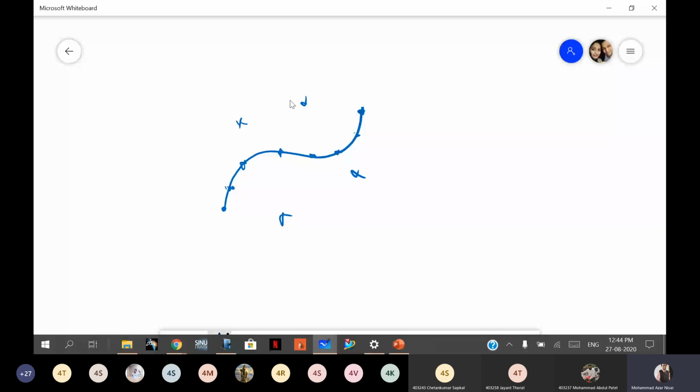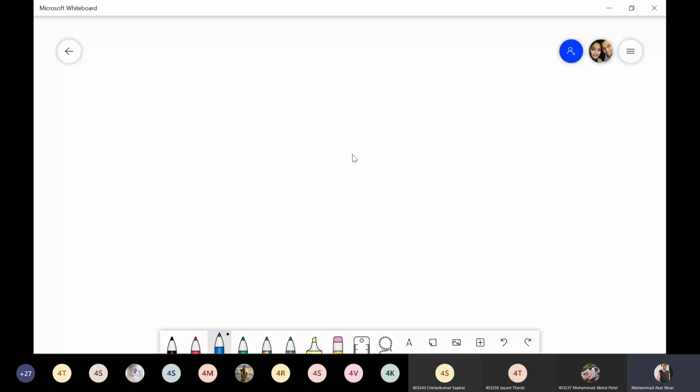Okay, so the original curve. Suppose this is the original curve.